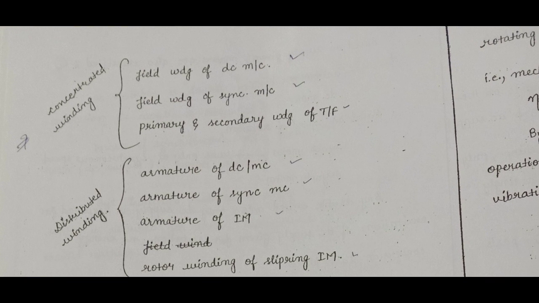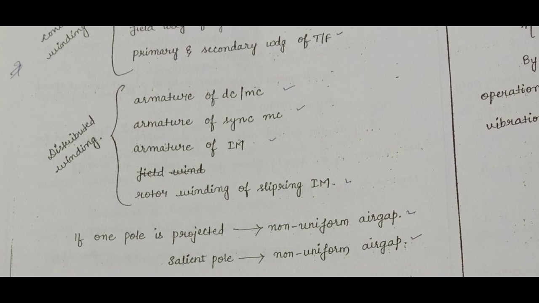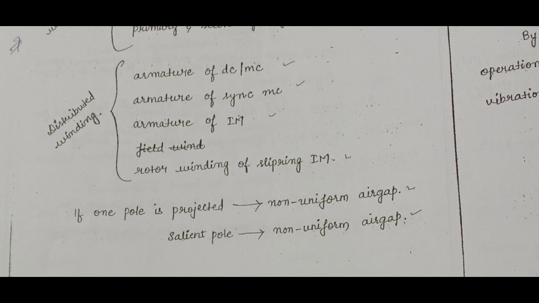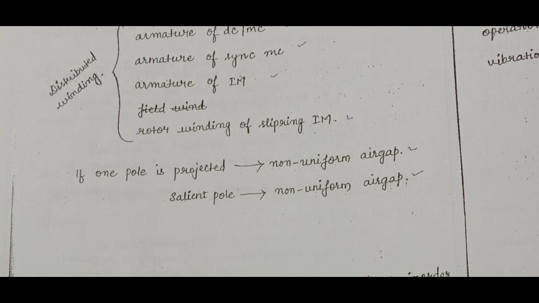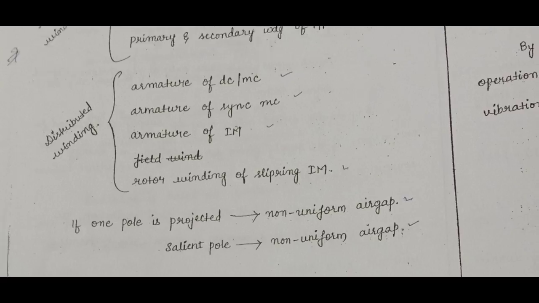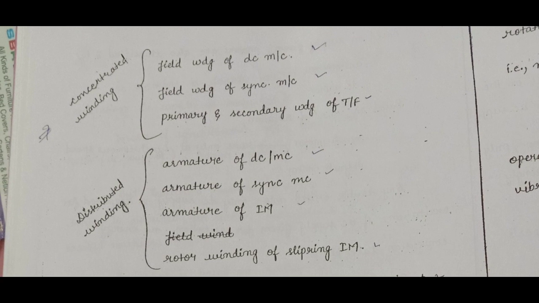Concentrated winding: field winding of DC machine, field winding of synchronous machine, primary and secondary windings of transformer. Distributed winding: armature of DC machine, armature of synchronous machine, armature of induction machine, rotor winding of slip ring induction machine. So write this down, it is very important from the ESE point of view.